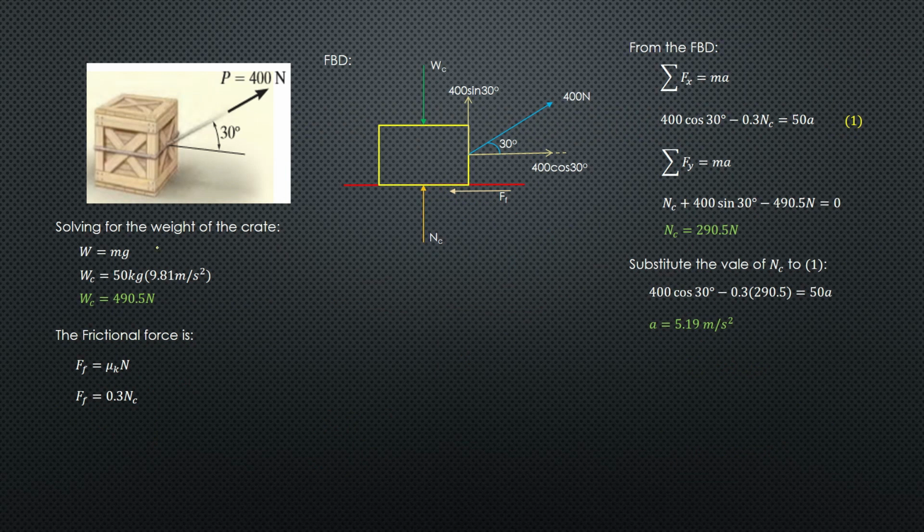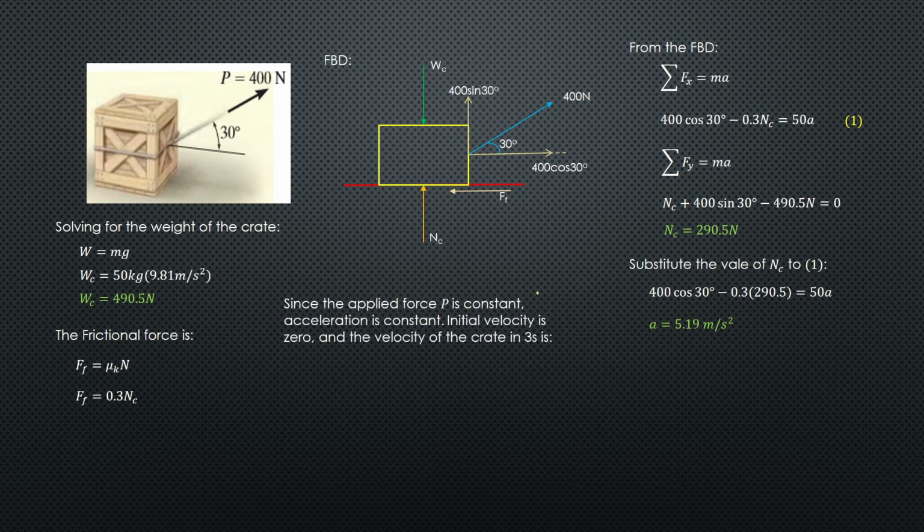Summarizing, that is the FBD, and these were solved earlier. Since the applied force P is constant, acceleration is constant. The applied force is a constant 400 newtons, so the acceleration is constant all throughout the motion. The initial velocity is 0, starting from rest, and the velocity of the crate in 3 seconds will be, using the straight line motion formula, final velocity equals initial velocity plus acceleration multiplied by time. Since the crate is initially at rest, the initial velocity is 0, the acceleration is a constant 5.19, and the time given is 3. Simplifying, you'll get a final velocity of 15.57 meters per second.